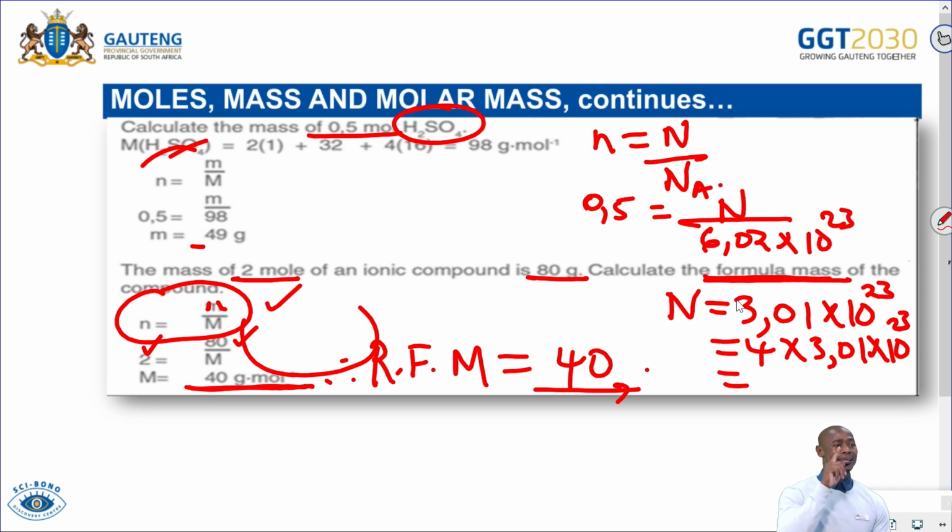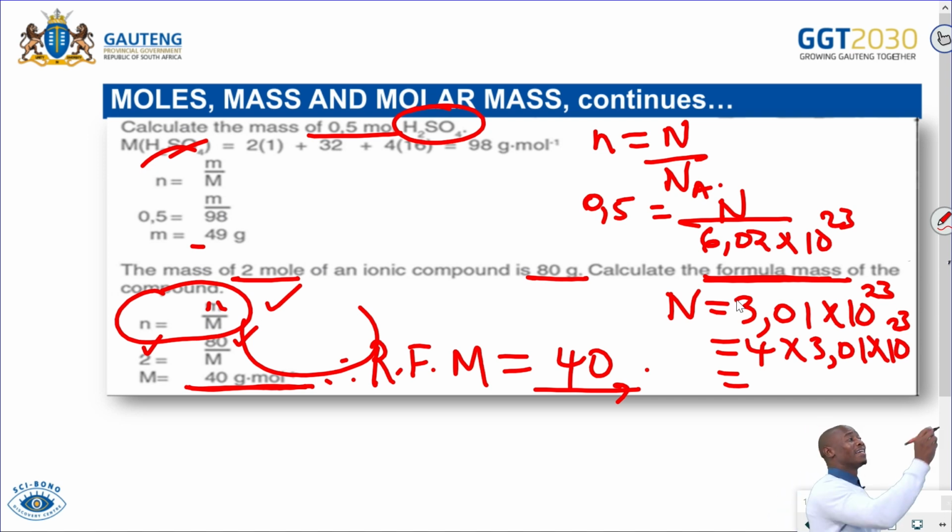How many atoms of oxygen are there in one molecule of sulfuric acid? There are 4. Then the number of molecules is 3.01. So in that one molecule of sulfuric acid, how many oxygen atoms are we having? There are 4. Then that is why we are multiplying that by 4.